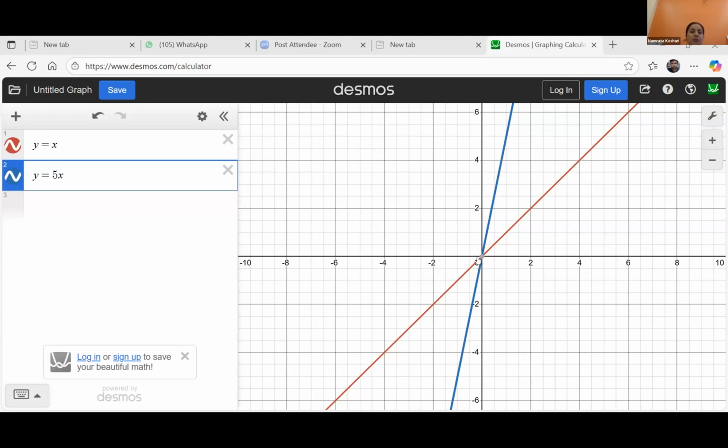Steeper means, you must have taken a ride in a water park, and if the ride looks like the blue line, very quickly the y value is changing. Can you see? The line is very steep. However, the red one is comparatively better than the blue one. Can you see?